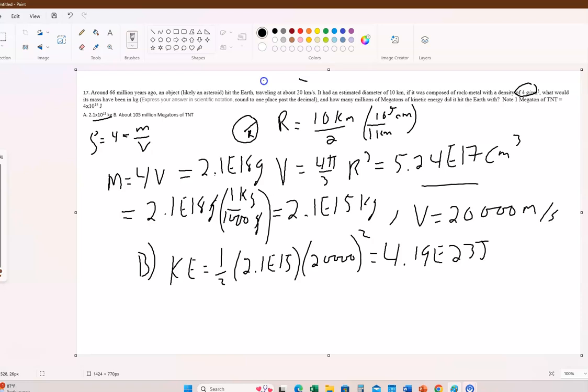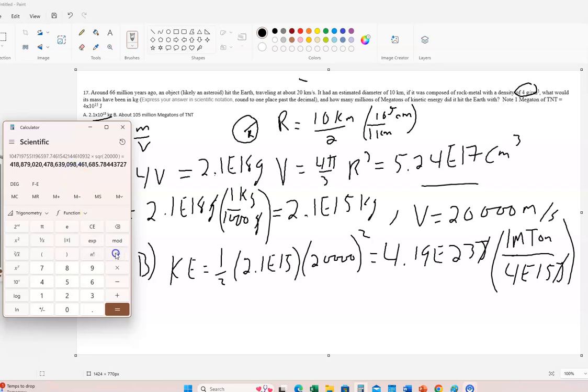Of course, we know the fact, they give us this in the problem, that 1 megaton of TNT is the equivalent of 4 times 10 to the 15th joules. So the joules cancel, and you just take that number that's in the calculator already. There it is. You divide it by 4 times 10 to the 15th. That's the number of megatons of TNT, since that many joules is what 1 megaton is.